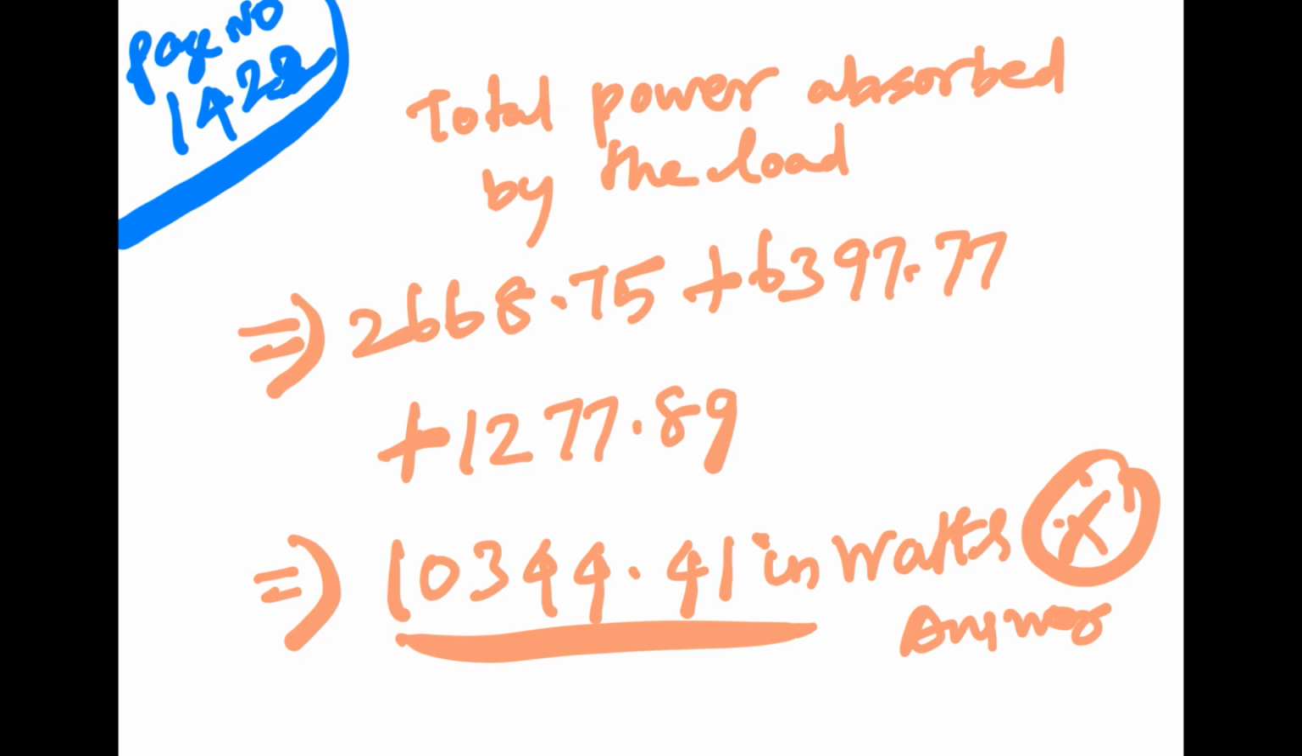Total power absorbed by the load is power in R phase plus power in Y phase plus power in B phase. The total of the three phases gives the total power absorbed by the load: 2668.75 plus 6997.77 plus 1277.89. We obtain 10344.41 watts. That is the answer. That is unbalanced star connected load analysis. It is a syllabus expected exam problem. More questions and answers to follow.